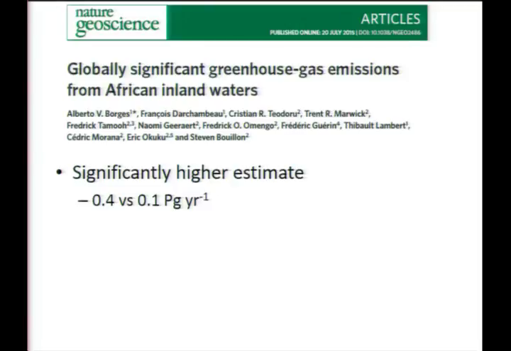So this is kind of where we're at, right? We have a big number out there right now. One paper saying it's maybe way too high. One paper saying it could be even way too low. And the community is working hard to try to improve our methods.